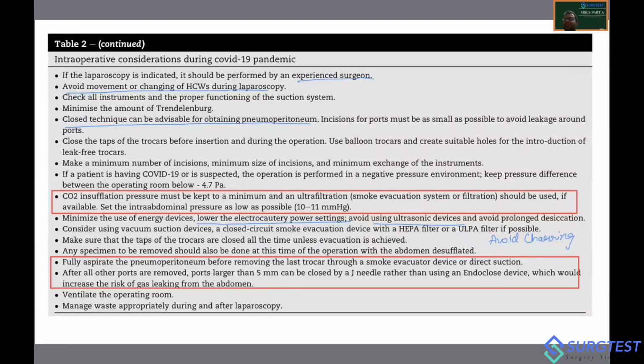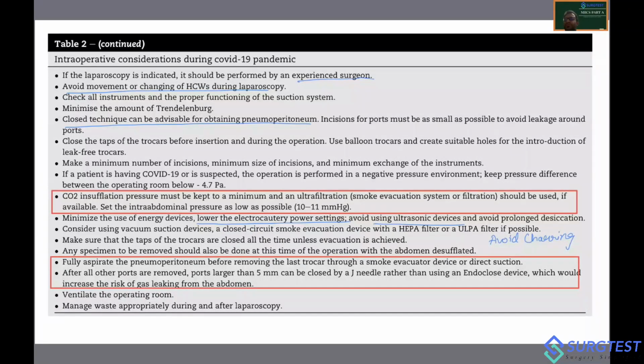If there is the smell of charred tissue in your OT, it means that you're doing something wrong, especially in this COVID pandemic era. Consider using vacuum suction devices, closed suction devices. In the modern era, we have a lot of suction devices for laparoscopic smoke. Make sure the taps of all trocars are closed at all times unless evacuation is achieved.